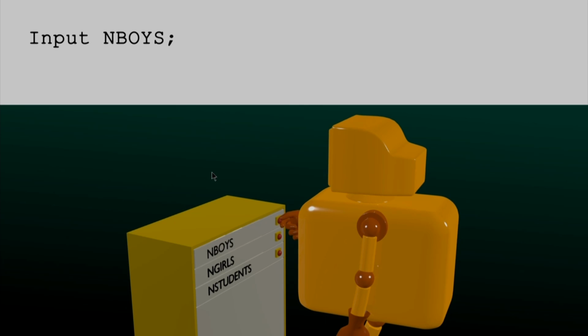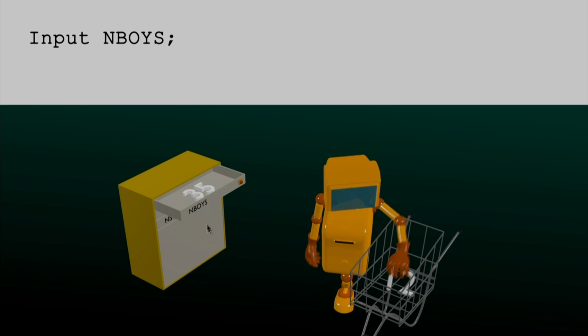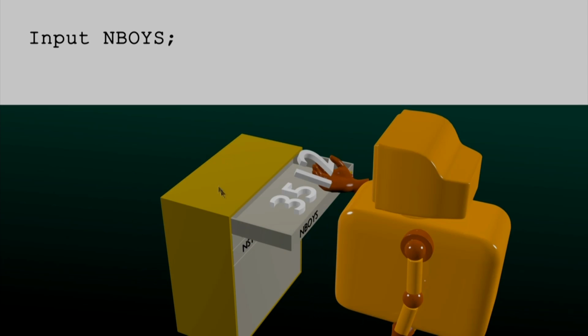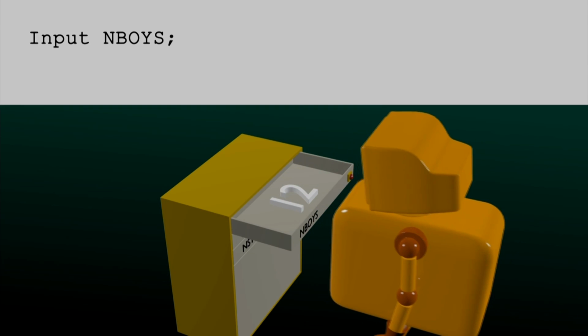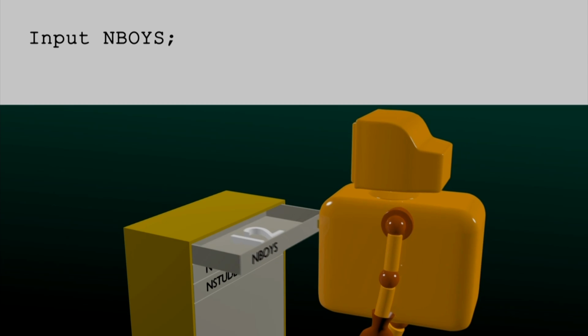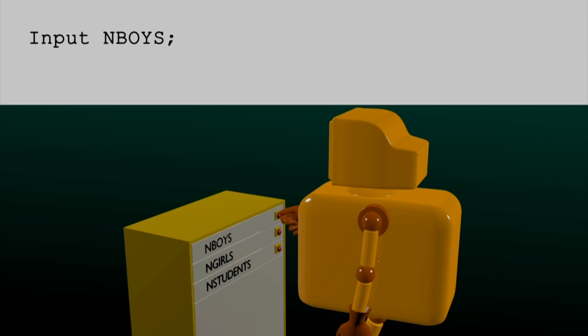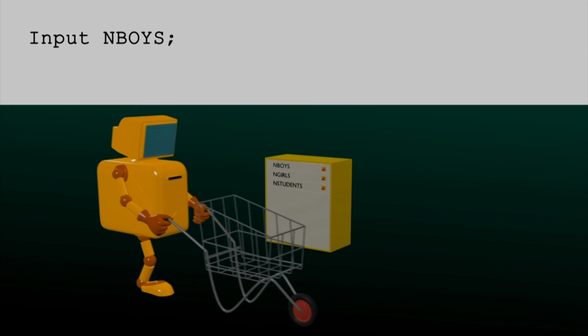Next, he executes an input instruction. He collects the value 12, opens the drawer for n boys. He finds some old value there. Observe that when he inserts this new value 12, the old value disappears. This is because a memory drawer can contain only one value at a time. And when you put some new value, the old value disappears or is displaced.